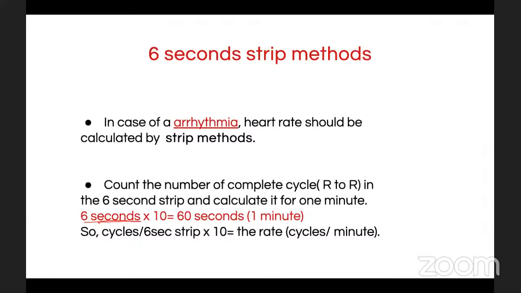6 seconds multiplied by 10 equals 60 seconds صح؟ طيب ليش؟ لأنه إحنا عندنا 6 second strip زي ما وريتكم قبل شوي في الصورة. so أضربها في 10 عشان يعطيني 60 seconds اللي هي 1 minute. لازم أحسبها في 1 minute. أوكي لازم أحسب كم في سايكل في 1 minute عشان يطلع لي الريت.